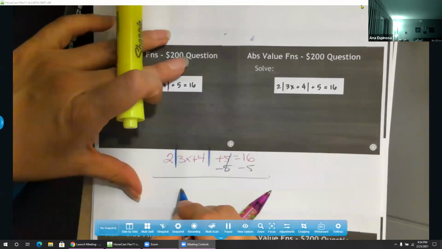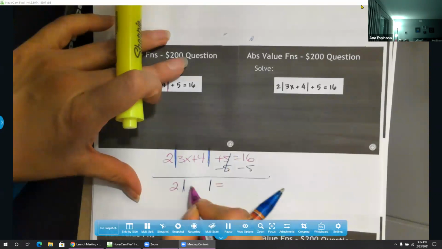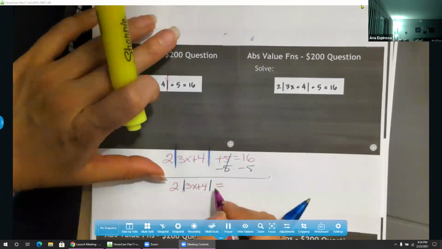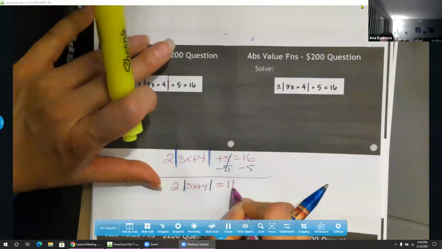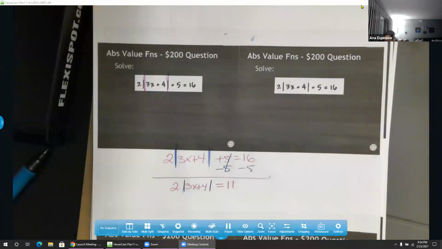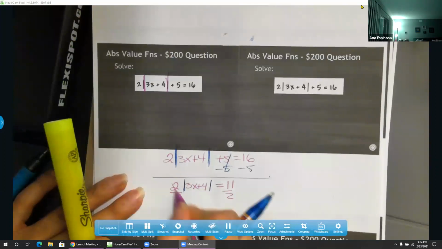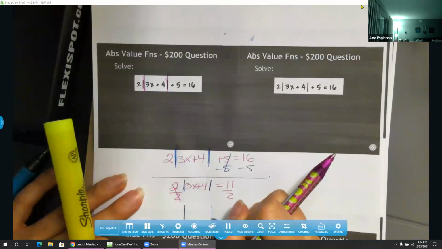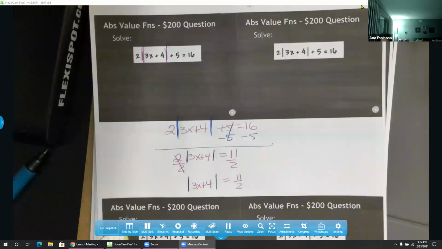So it gives me 3x plus 4. Then I get 16 and subtract 5. So that is 11. Okay. Then I divide by 2. So I am going to now have this isolated. Okay. And now you do what I did over here in the way you split.